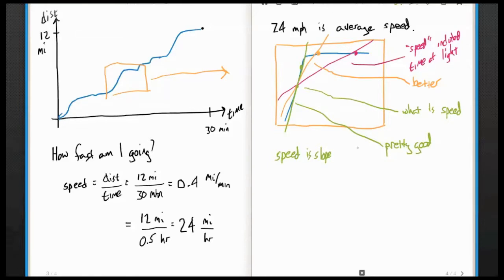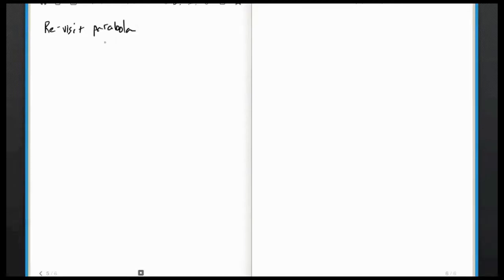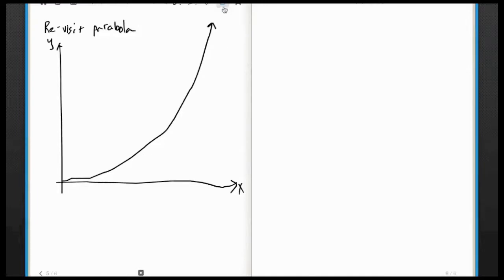All right, let's revisit the parabola. So I'll go back to our boring math colors here. I'm going to draw a pretty big axis here and a pretty big axis here, because we need a lot of room to do that. This is going to be x, and this is going to be y. And my parabola looks something like that. So this is f of x equals x squared, like that.